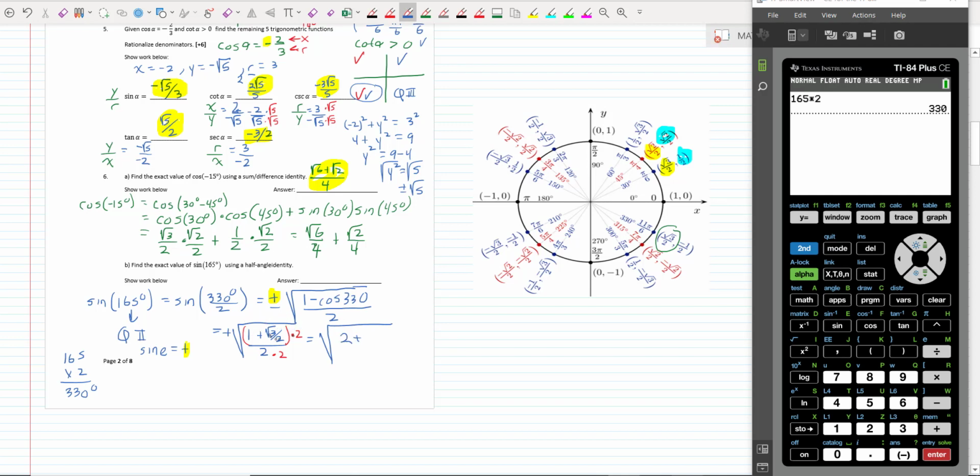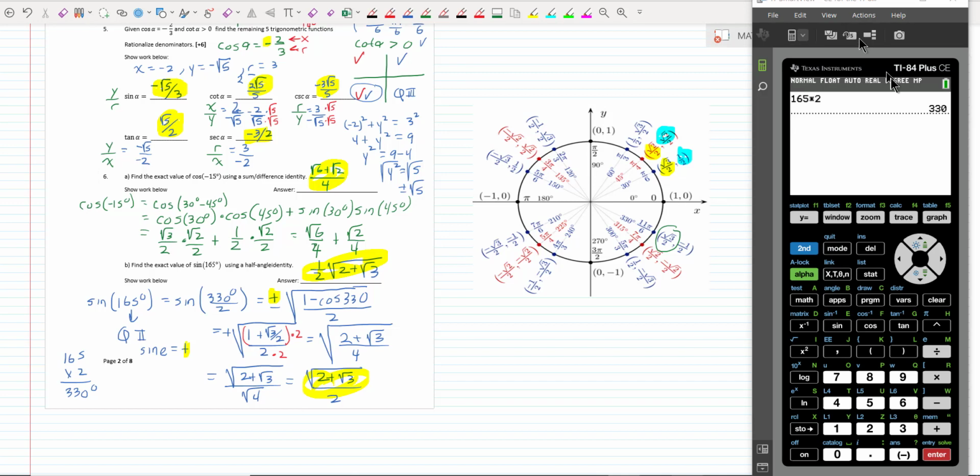2 times root 3 over 2 crosses out the 2's, giving you square root of 3, then we'd have square root of 4. And then you can split it up like this, so that you're doing the square root of the top and the bottom separately, and then this would be a good answer to the problem. So you can write it that way, or you can write it as 1/2 square root of 2 plus square root of 3. It doesn't really matter which way you write that. Both of those answers are correct.